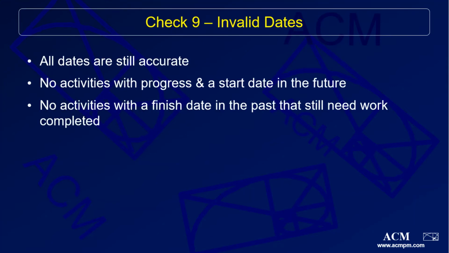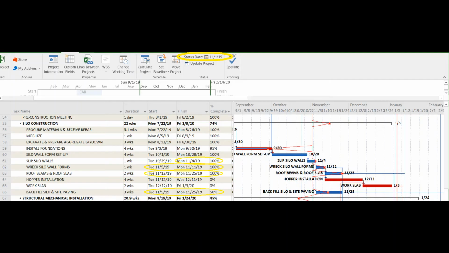Alright, so check number 9 is for invalid dates. This will be a check to make sure that 1, all dates are still accurate, 2, there are not any activities with progress that have a start date in the future, and 3, there are not any activities with a finish date in the past that still need work completed on them.